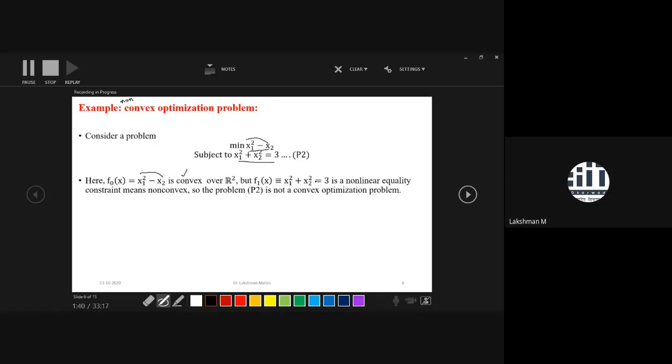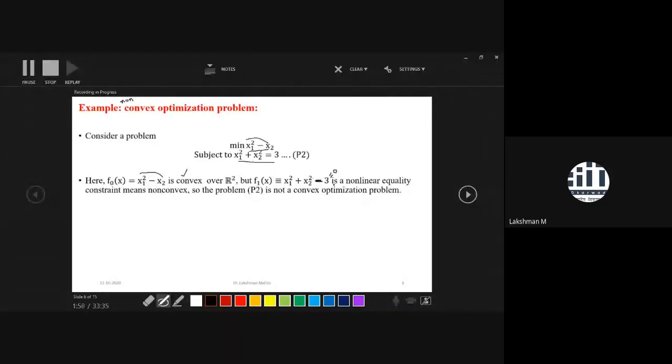Similarly, if you come across, write it this way: minus x1 square plus x2 square minus 3 equal to 0. So this one is your equality constraint. What you observe, we didn't have an equality constraint here, but now we are having an equality constraint.